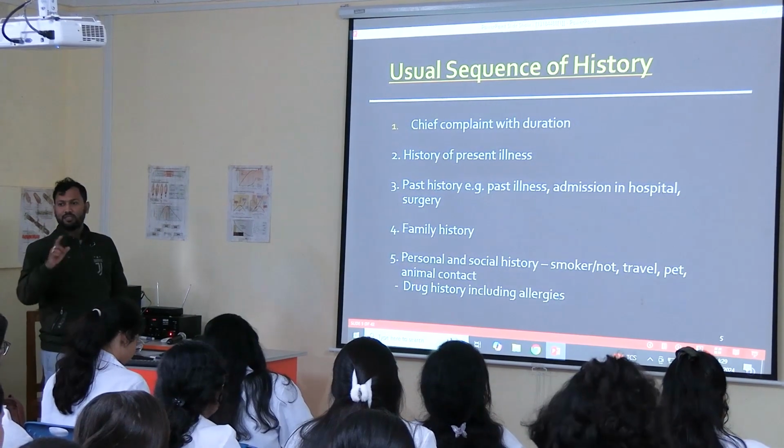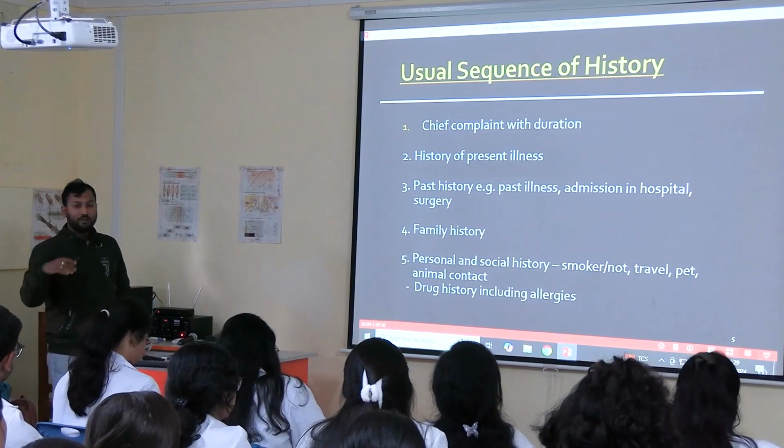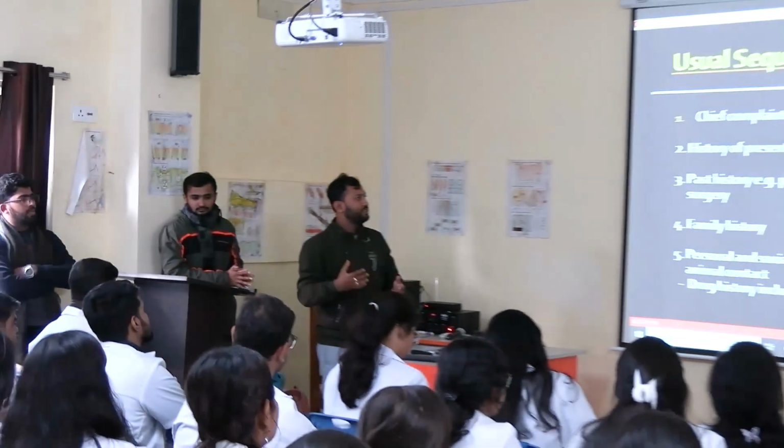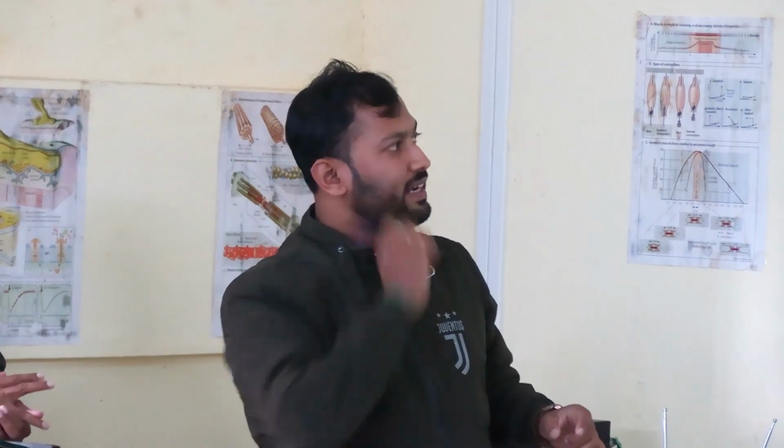You will write that with the duration, like if he is having fever, we will ask for how many days you are having fever, or for how many days you are having loose stool or abdominal pain or something like that. Then history of present illness. We will write it in a sheet. Firstly we will write the chief complaint with duration, like fever since 5 days. Then history of present illness.